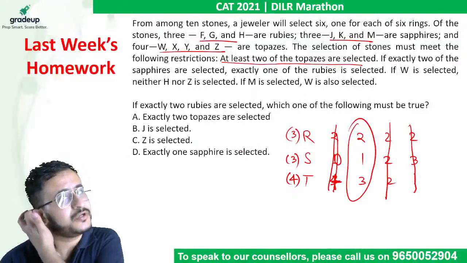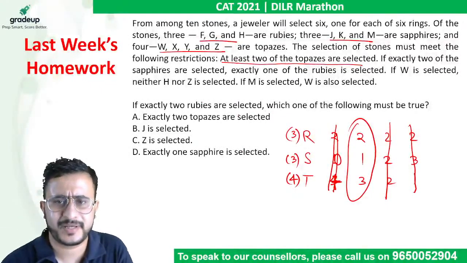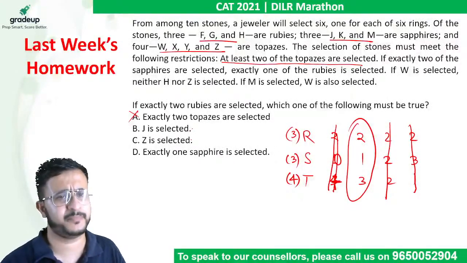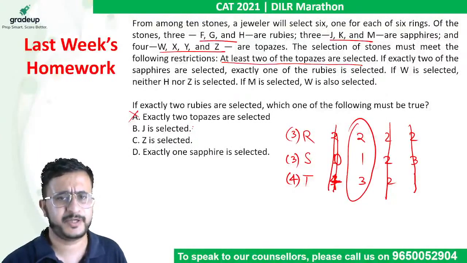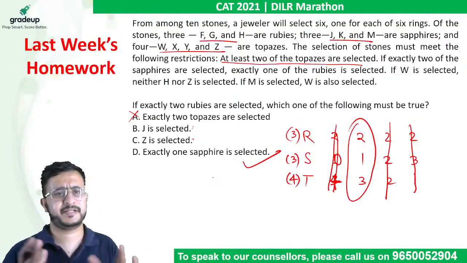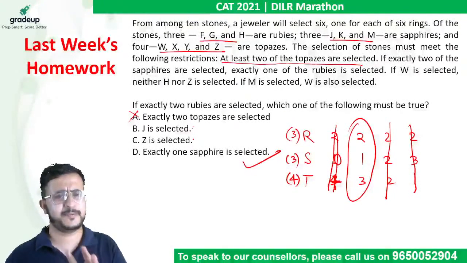Now we are given the options. 2 topazes are selected, that is false. Exactly one sapphire is selected. Now these may be true, may not be true, but exactly 1 sapphire is selected is the correct explanation. So it was a simple one.